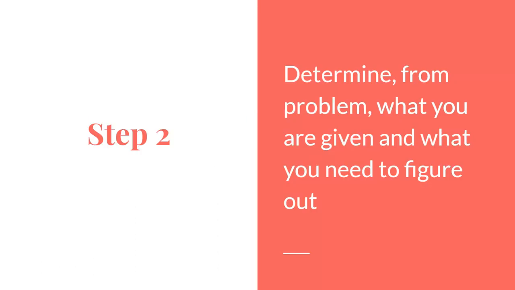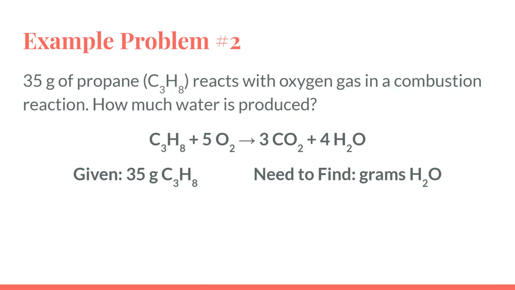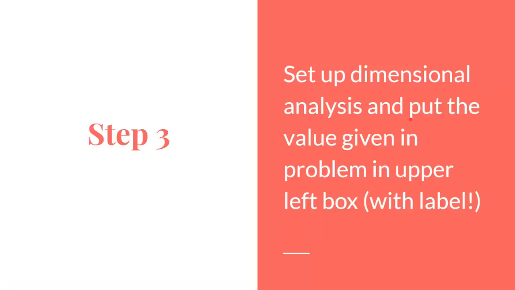Step 2 is to determine from the problem what you are given and what you need to figure out. So please pause the video, see if you can decipher what you are starting with from the problem and what you need to figure out. Hit play when you are ready. So you should have found that we were given 35 grams of C3H8 and we need to find grams of water. It says it right here and right here.